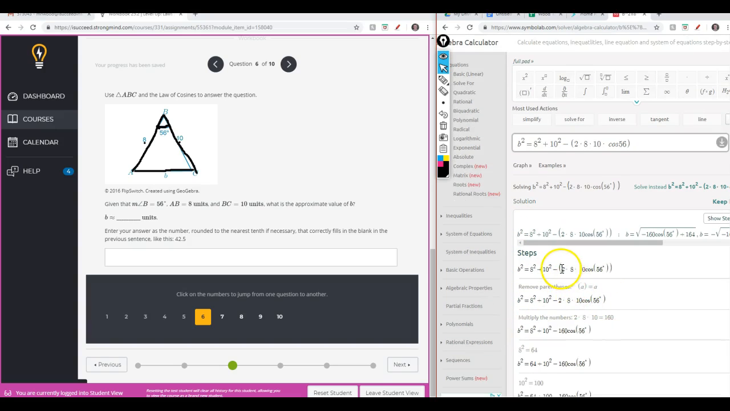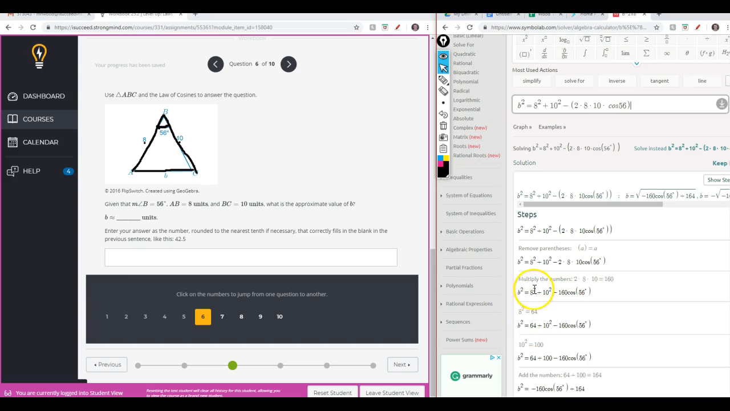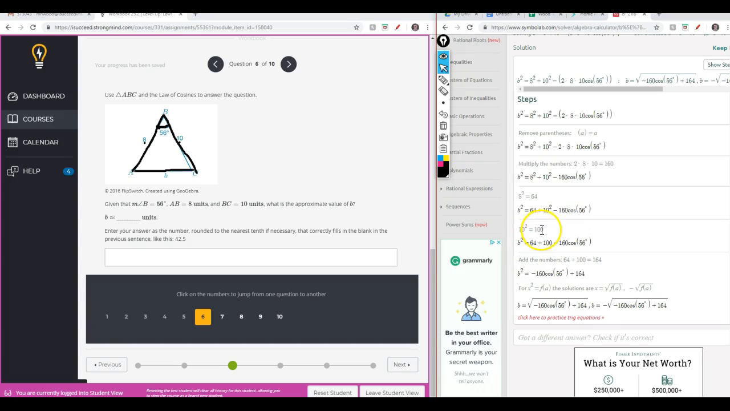So you would first multiply 2 times 8 times 10 to simplify to 160. So then you would have minus 160 times cosine of 56. Then 8 squared is 64, so that's how they went from 8 squared to 64. And then 10 squared is 100, so that's how they went from 10 squared to 100. And then you would add the numbers 64 plus 100 to end up with 164. And that's how you ended up right there.